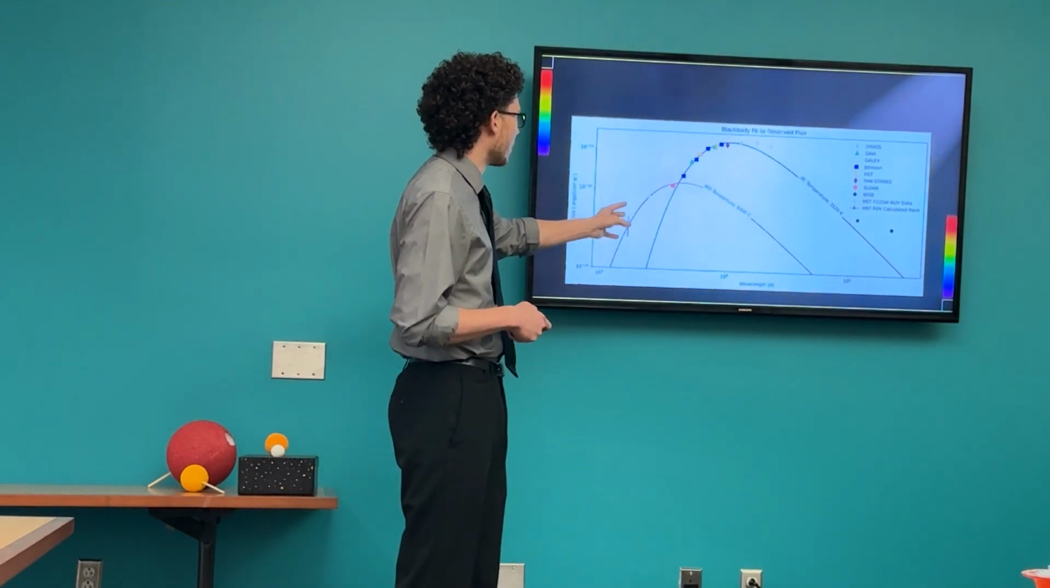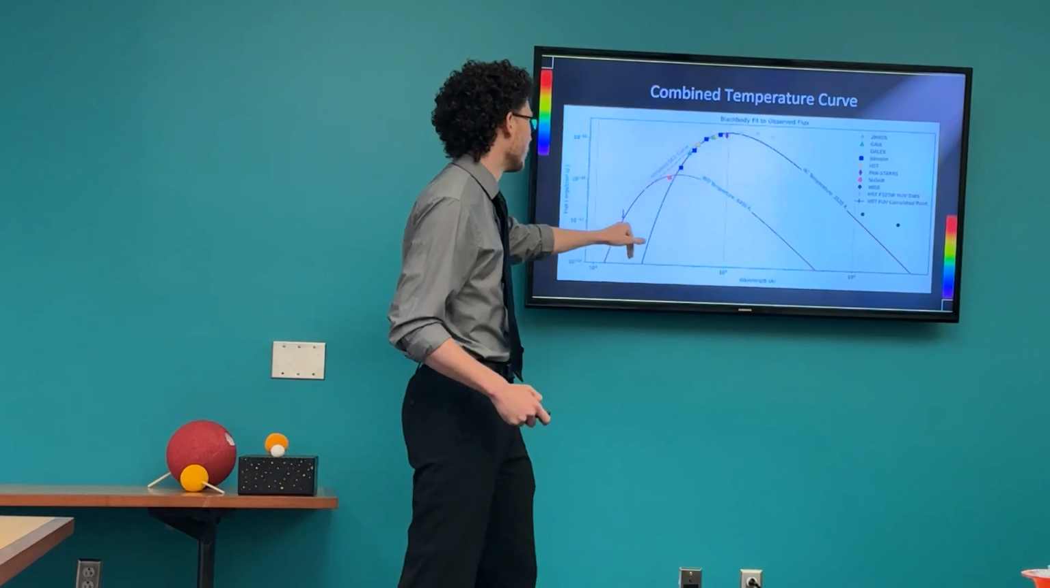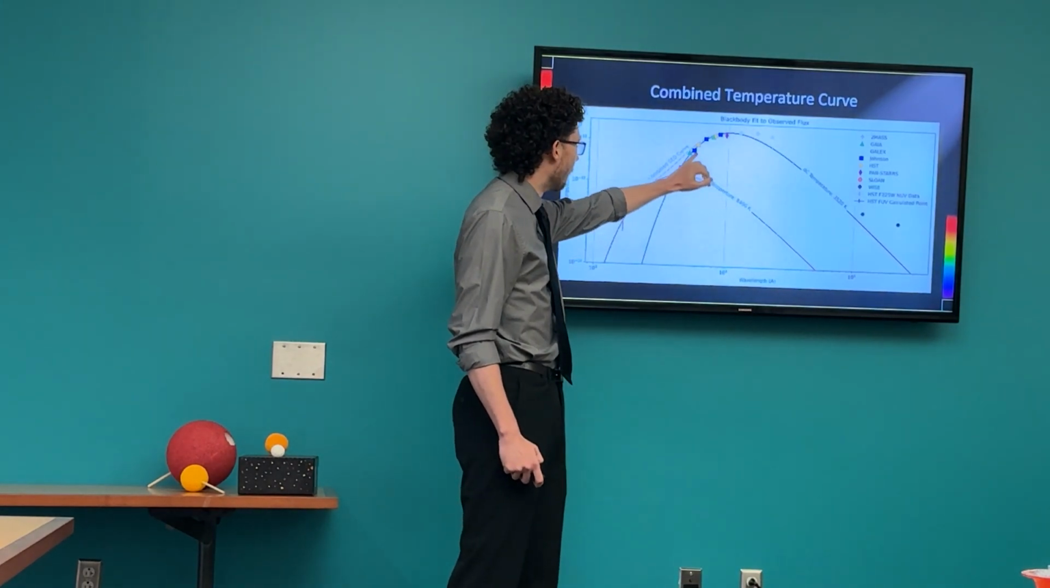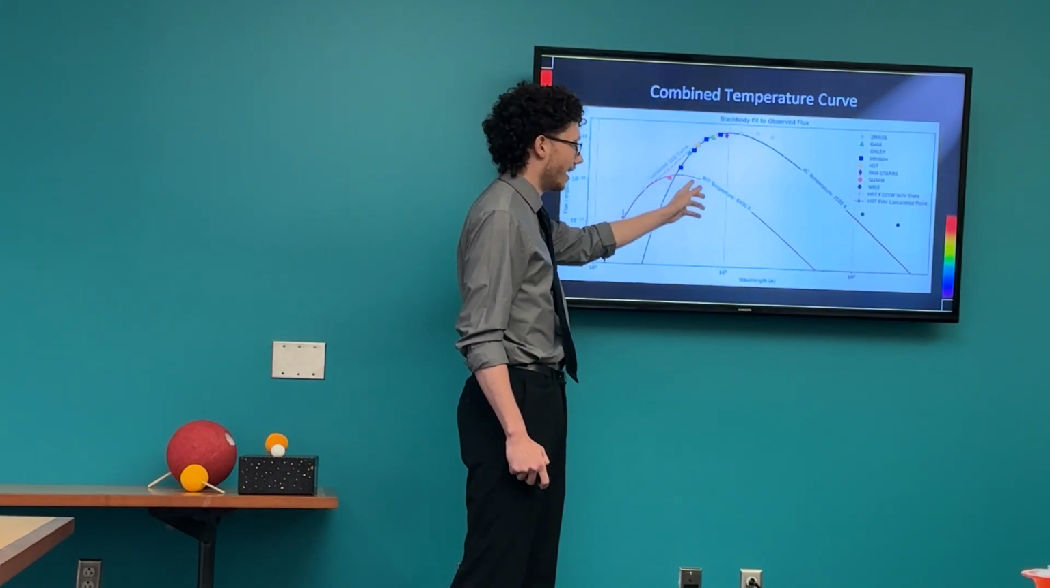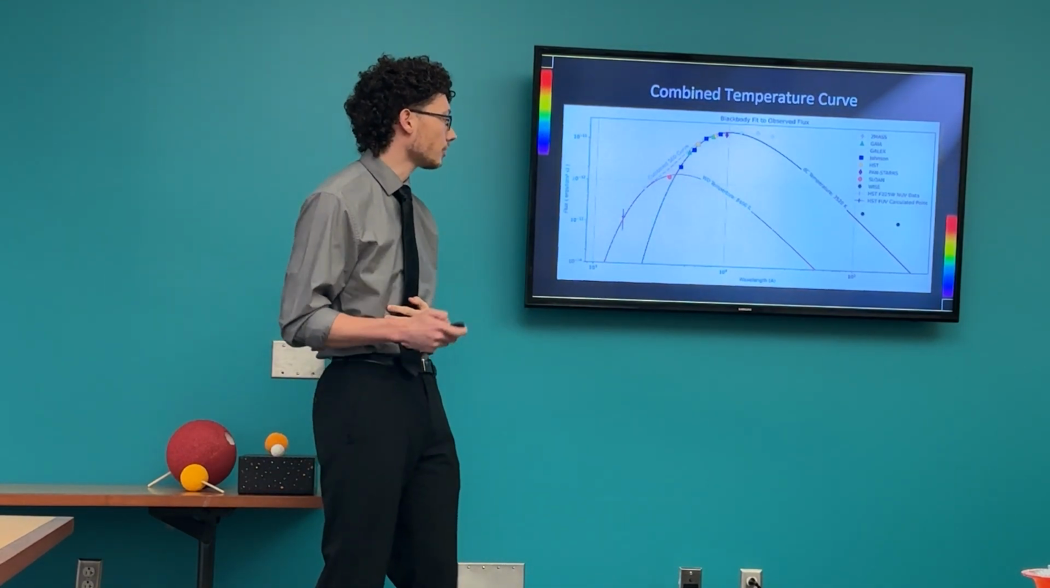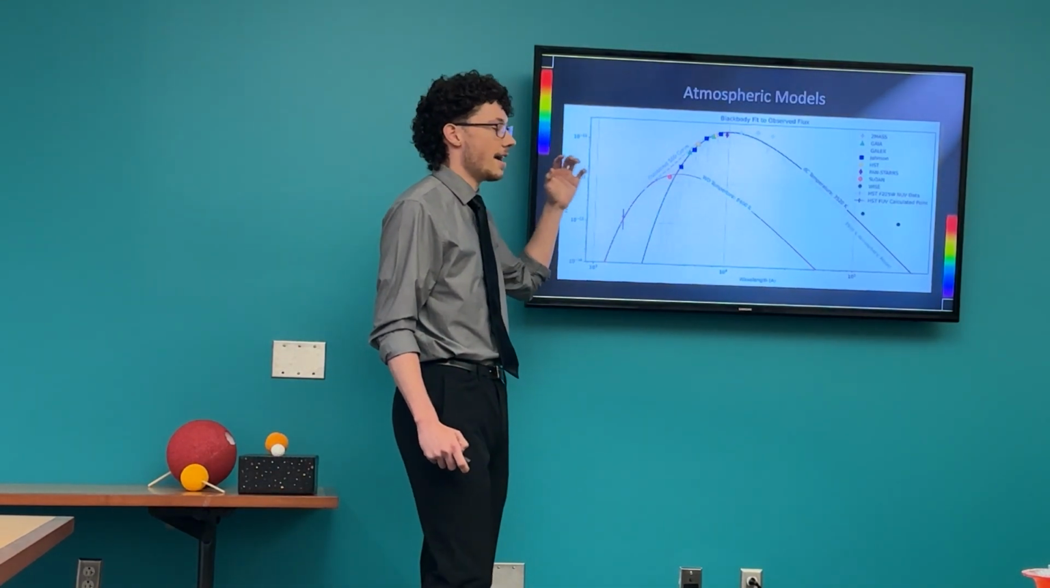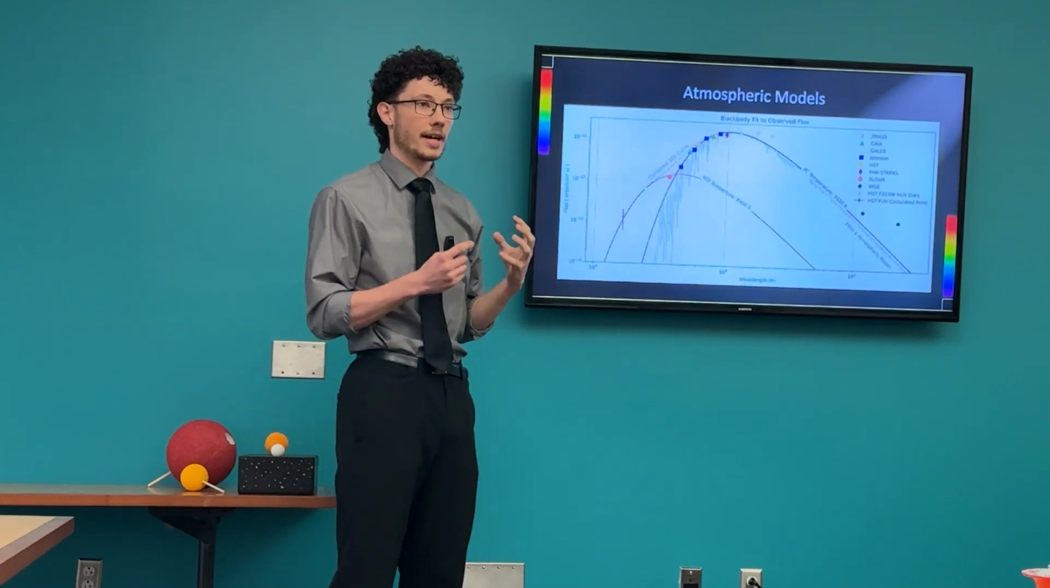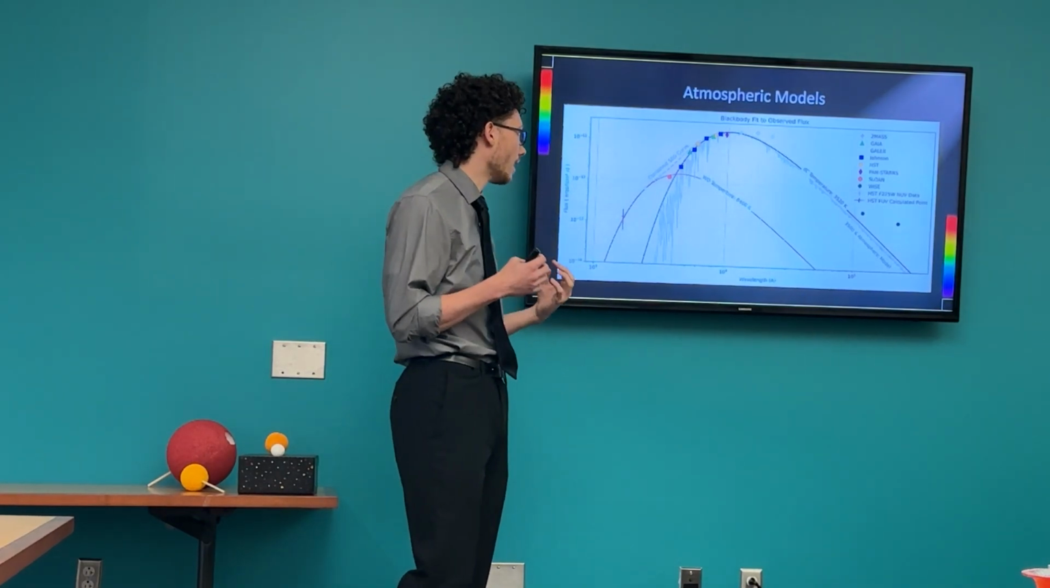Because when we look at the star, we're going to see something that combines the two. So now, if we look at the combined curve, we can see, well, now we're not actually seeing our data. So what's going on there? And this is just improving our model, so we can start to include an atmospheric model that takes into account interactions with the star's atmosphere and how we would see that.